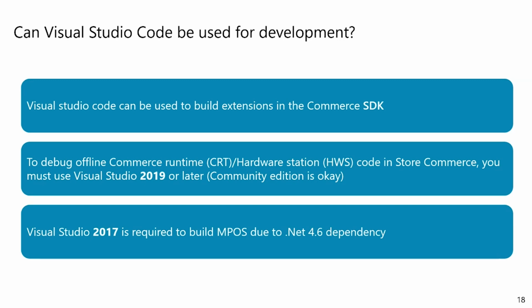However, if you need to debug the Commerce runtime for offline mode or the hardware station, you will need Visual Studio 2019. And Srinath, as he was showing you when he was doing the solution, I believe was using the Community Edition. So you don't necessarily need the professional version. If you're still doing development on the Retail SDK, that is still built on top of .NET 4.6. And because of that, only Visual Studio 2017 will support that.